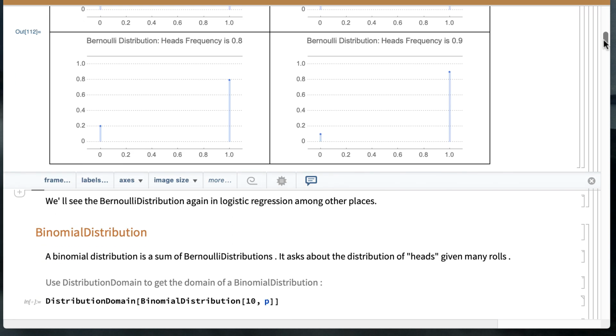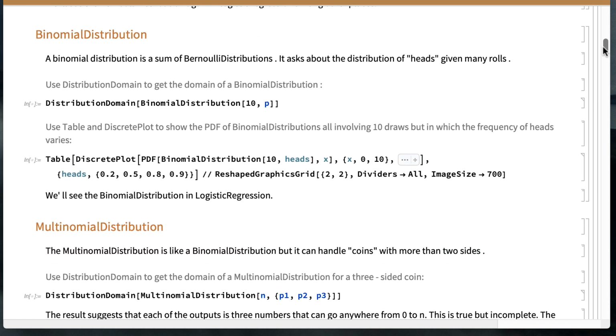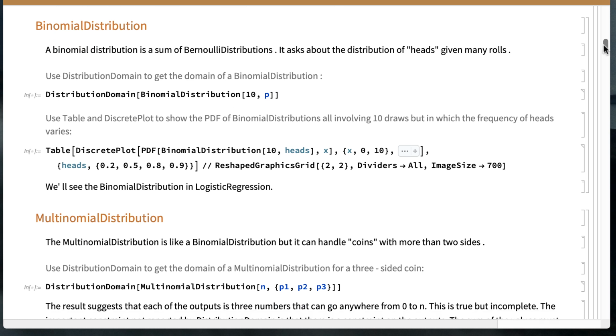The Bernoulli distribution, even though it seems kind of trivial, is one of the building blocks of the binomial distribution, logistic regression, and lots of other things. So it's simple but important. What's a binomial distribution? A binomial distribution is a sum of Bernoulli distributions. It basically asks the question, given that I roll my coin n times, and I know that my coin has a heads frequency of p, what's the total number of heads I'm going to get?